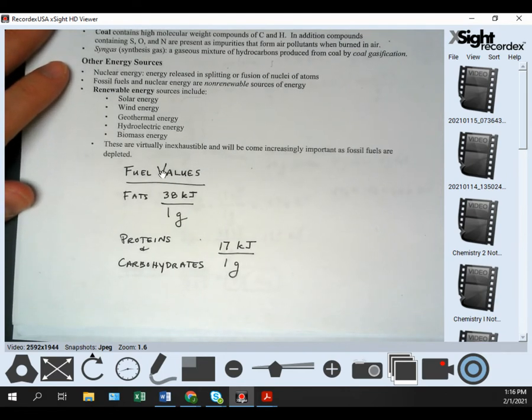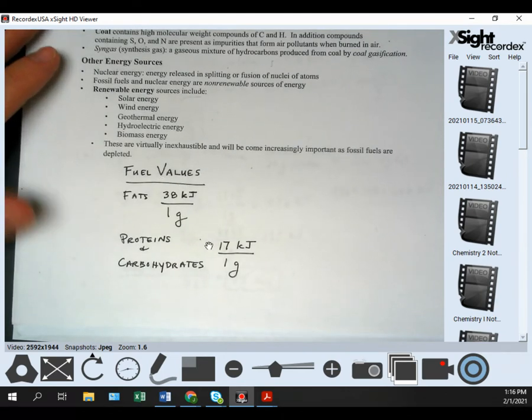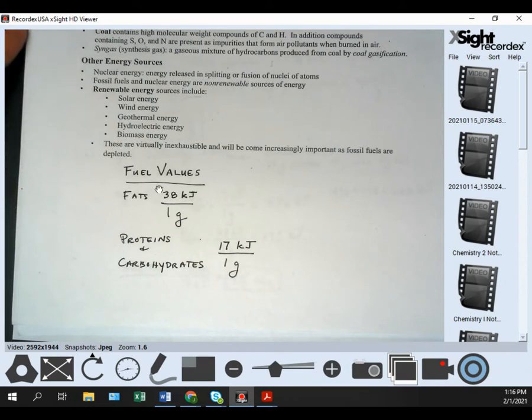These are given fuel values, and sometimes they give them to you in the problem, but other times they just expect you to know them. The fuel value, and these are generic, obviously, but for fats, the fuel value is 38 kilojoules for every 1 gram of fat combusted. And protein and carbohydrates are essentially the same, 17 kilojoules for every 1 gram of either of those combusted. Okay.